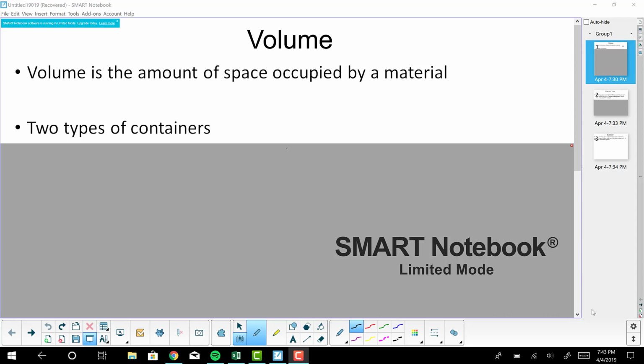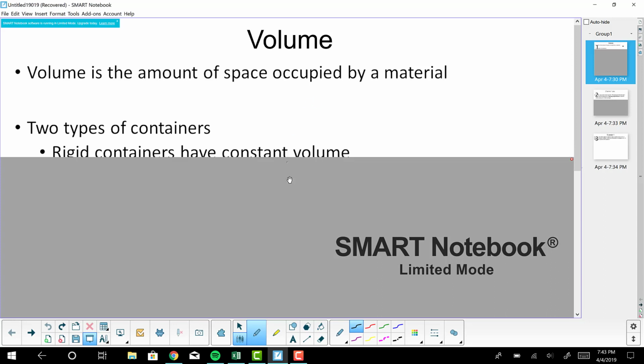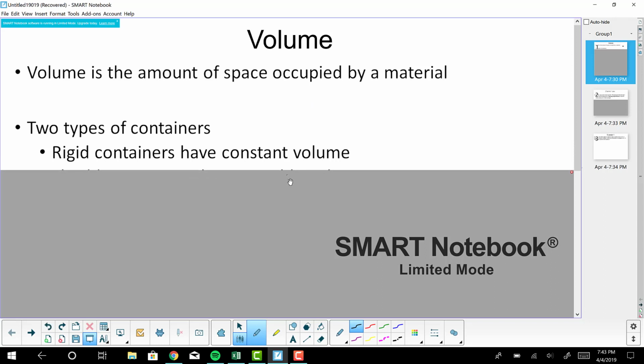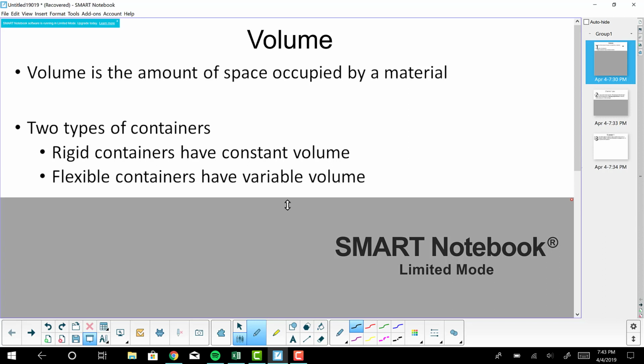And there are two types of containers that we talk about when we talk about volume. We've got rigid containers. Rigid containers have a constant volume. So I know that the note sheet is a little messed up on this, but just cross out the blank. But you should know rigid containers have constant volume, and flexible containers have a variable volume. Now, if I was trying to come up with examples of these types of containers, this is what I might say. Any flexible container is going to have a volume that can change, so that can increase or decrease.